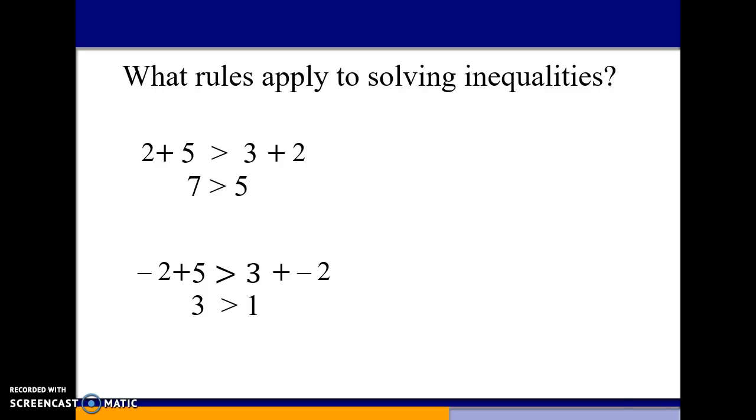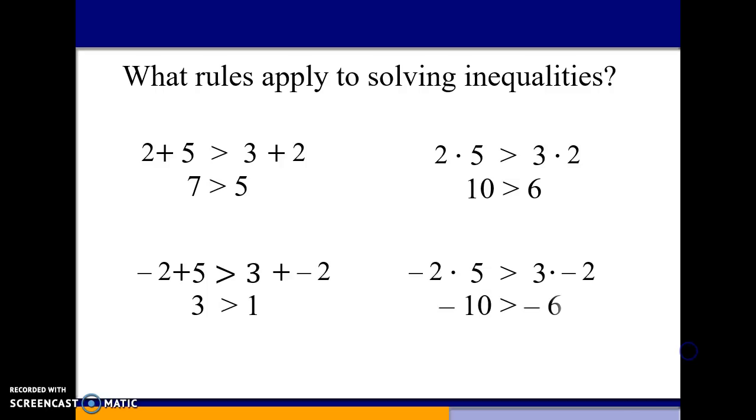So obviously we can add or subtract the same number from both sides of an inequality, and the inequality will be true. It will hold. How about multiplication? We multiply both sides by 2. We have 10 is greater than 6. So it does hold. How about multiplying by a negative number? We end up with -10 is greater than -6. Oh, but that does not hold. -10 is actually less than -6.